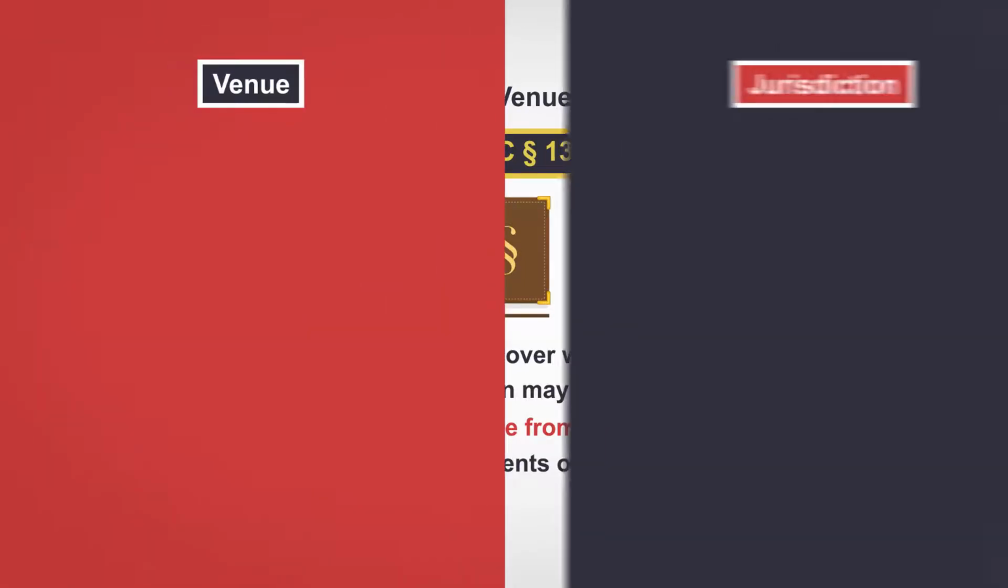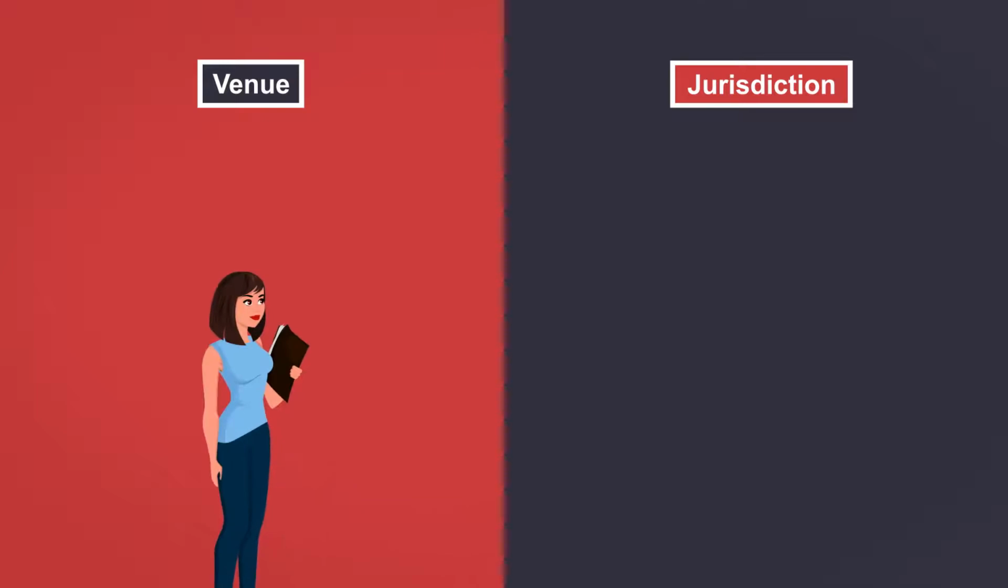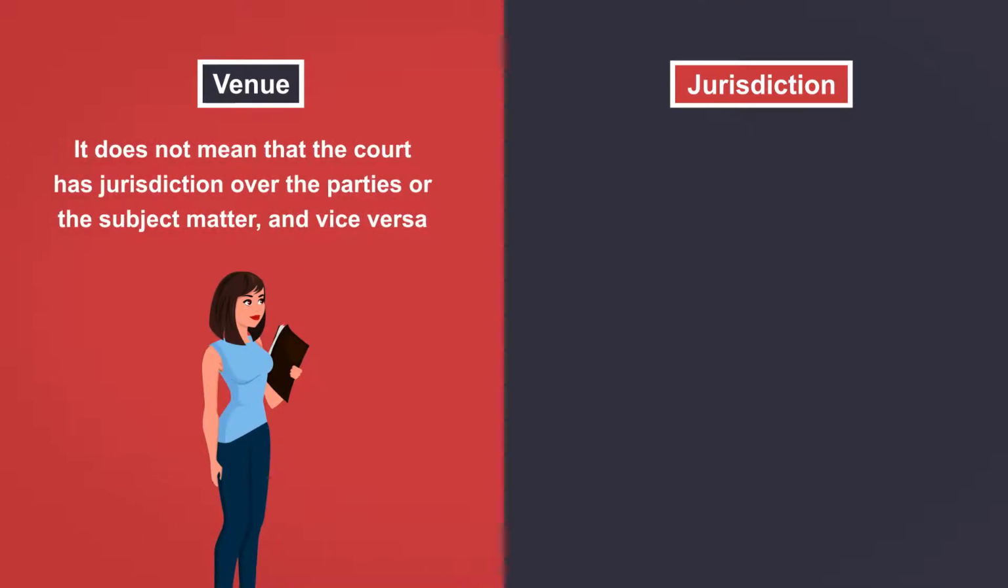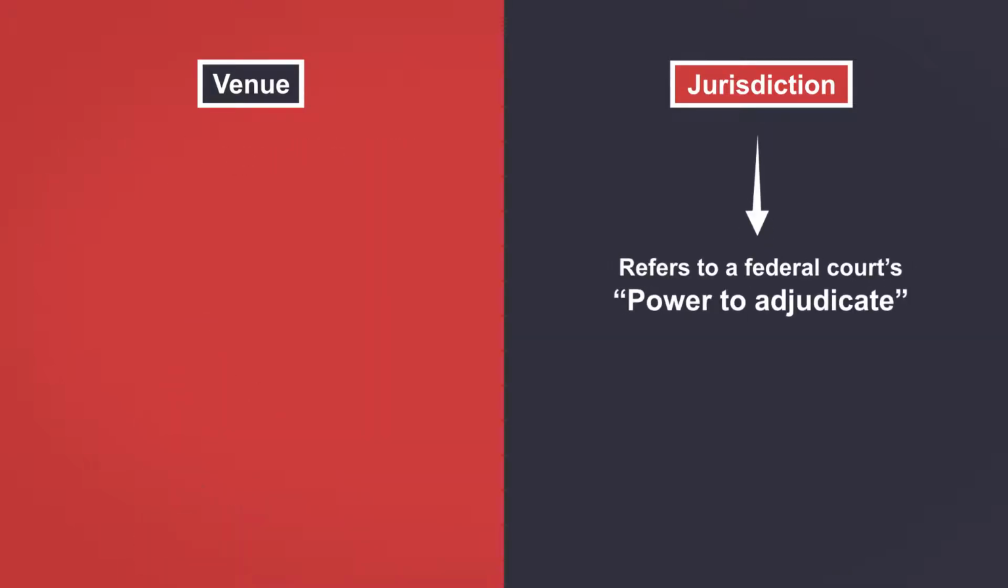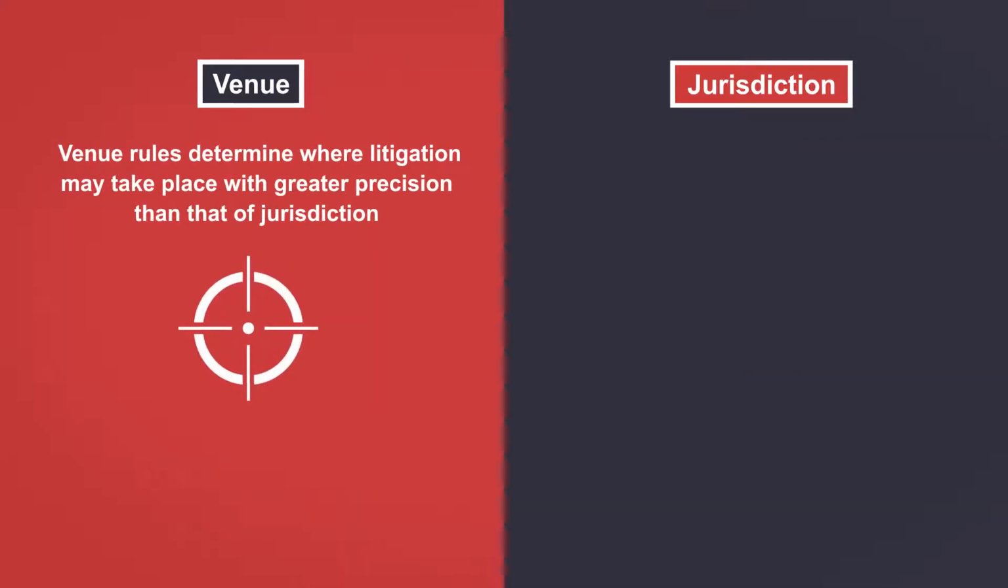Venue and jurisdiction are separate concepts. Just because a plaintiff files a case in the correct venue does not mean that the court has jurisdiction over the parties or the subject matter, and vice versa. Jurisdiction refers to a federal court's power to adjudicate. Venue doesn't deal with that. Venue rules determine where litigation may take place with greater precision than that of jurisdiction.